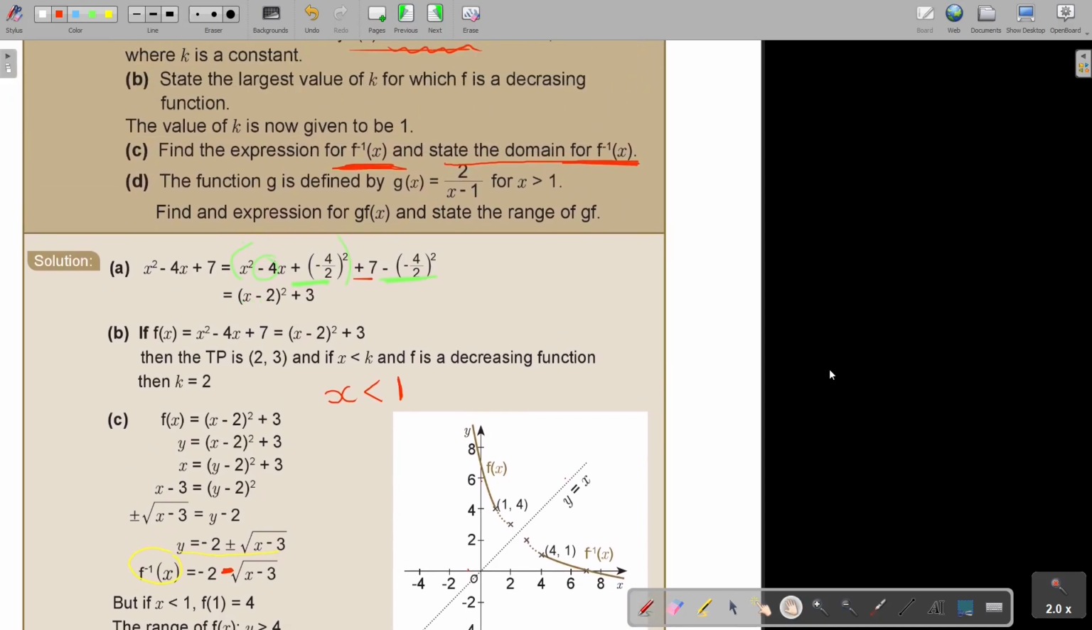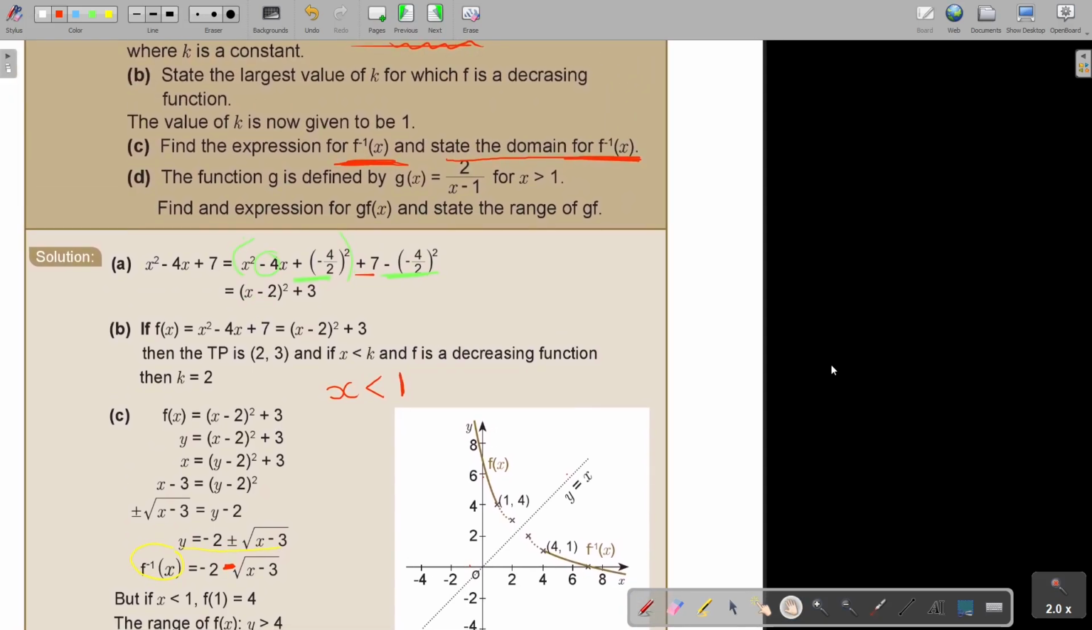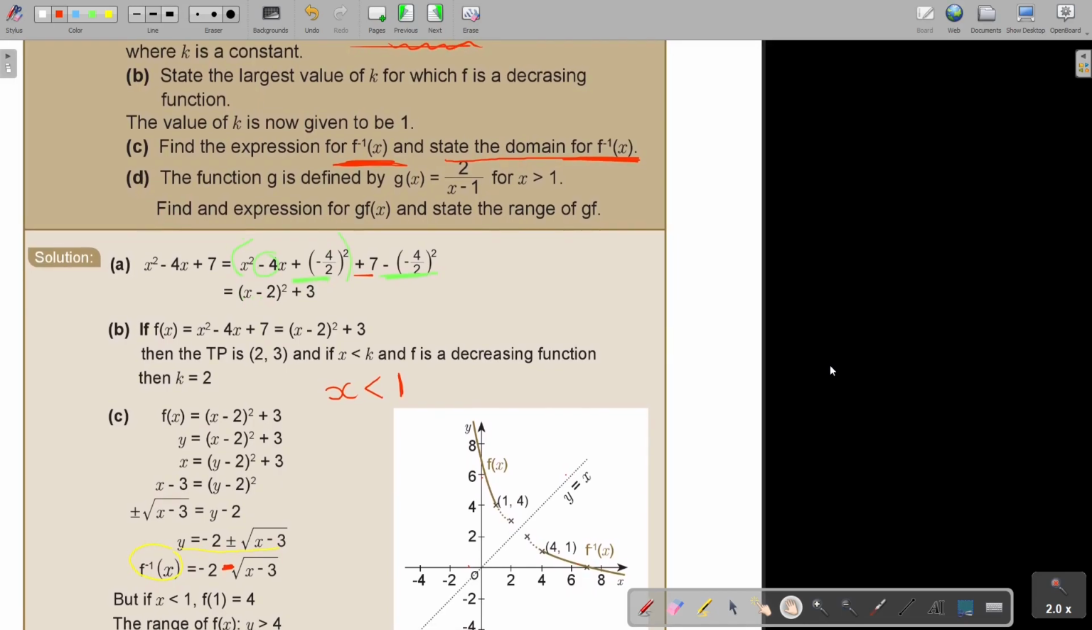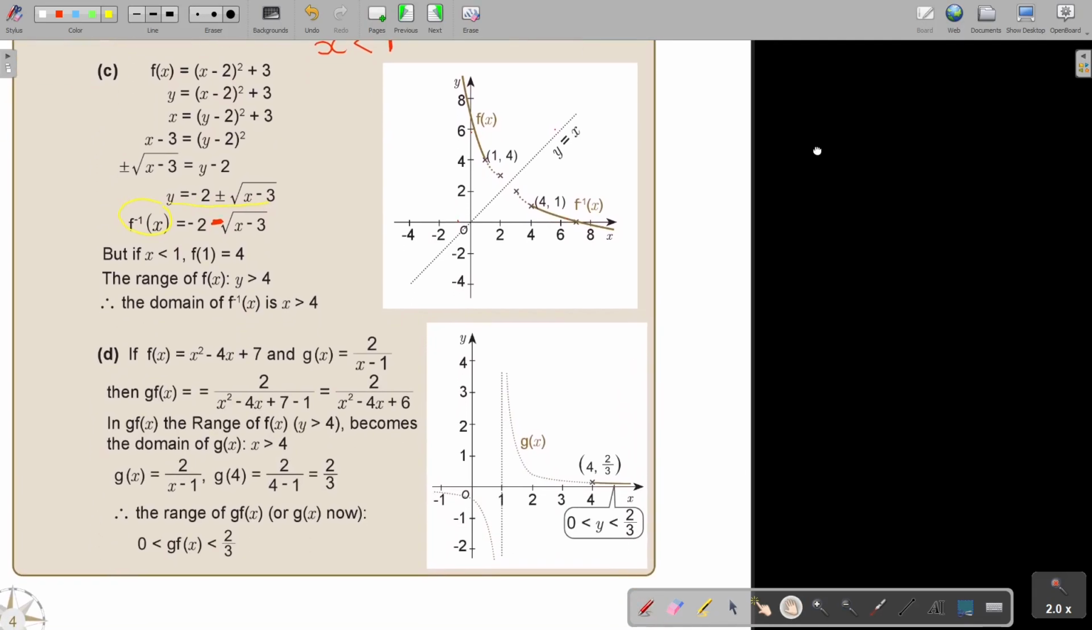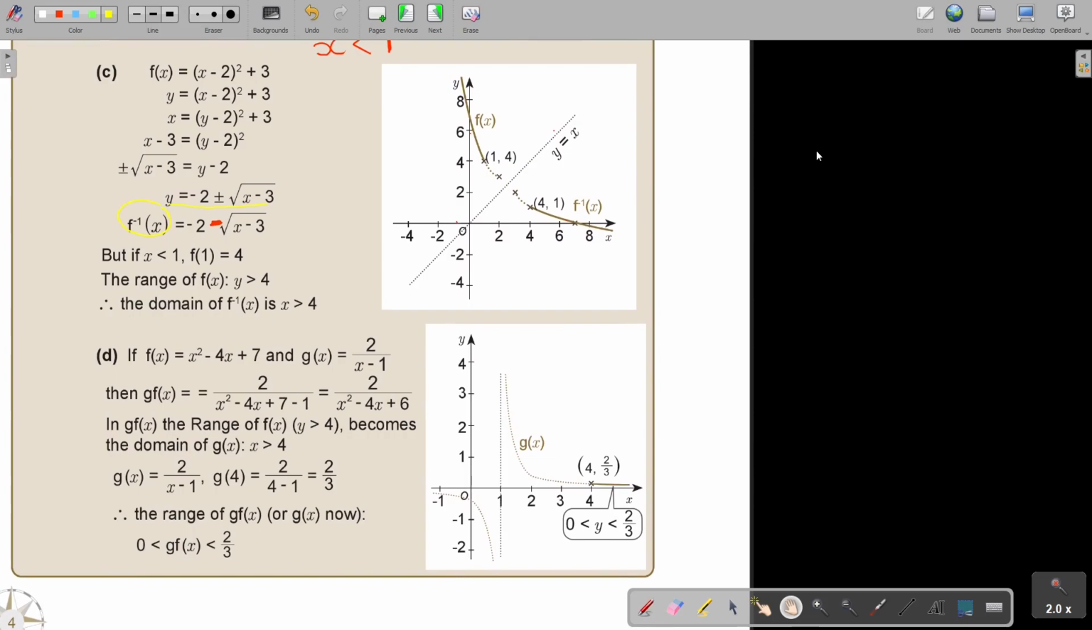Now comes the question, and this is really a challenging question, so it takes a lot of thinking. Now they bring composite in. The function g, there is the g now, and there they give you the domain of g. Find an expression for g of f of x, and state the range. Now let me just read for you. If f of x is this and g of x is that, first just do the algebra. Substitute the one into the other one.